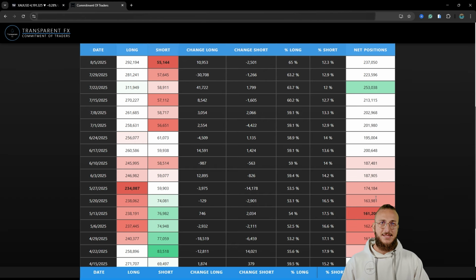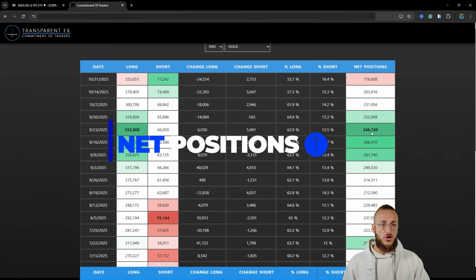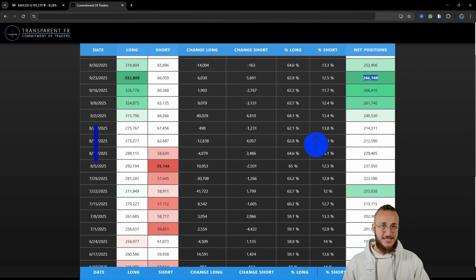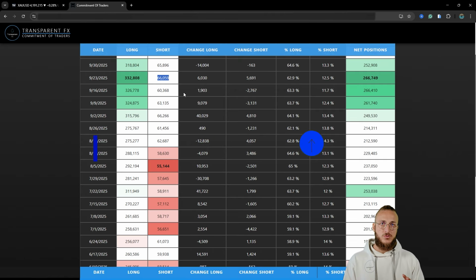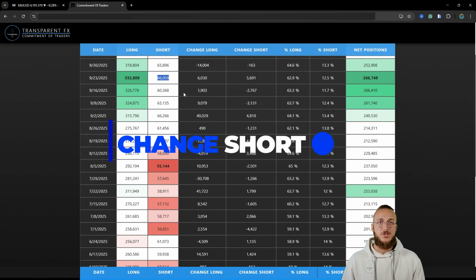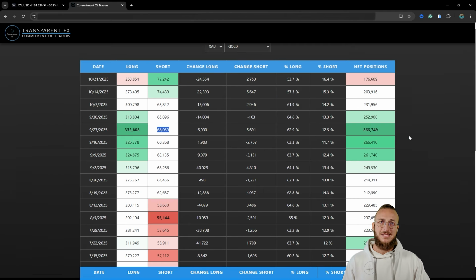And that we can easily see it here. We went from 161K net positions all the way up to 266K net positions with 332,000 longs compared to only 66,000 shorts from an institutional perspective on gold. Now, that is obviously a massively bullish positioning from an institutional perspective on gold, making it much stronger, fueling all that huge push to the upside. However, what we're now starting to see is a shift in that.